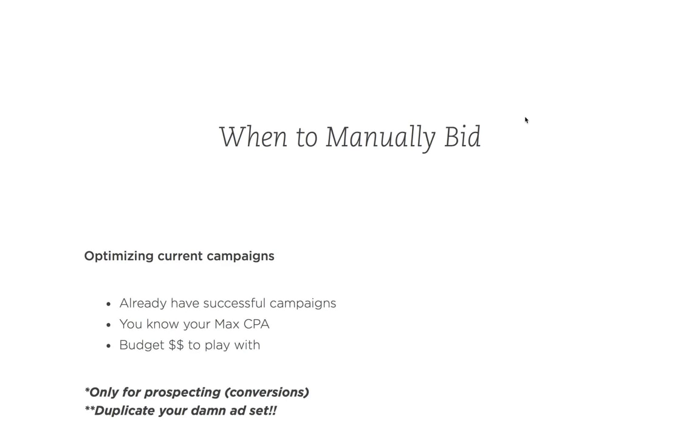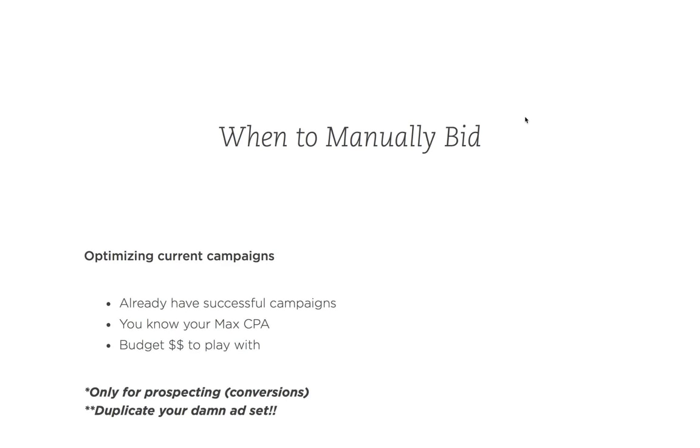So the point of manual bidding is for optimizing your current campaigns. So you don't want to start with manual bidding, right? It's not like Google AdWords. It's a totally different ballgame when it comes to manual bids. What you want to do is let Facebook do its thing. You want to run through basically what we've been teaching this entire course and create campaigns that are already successful before you start manually bidding.